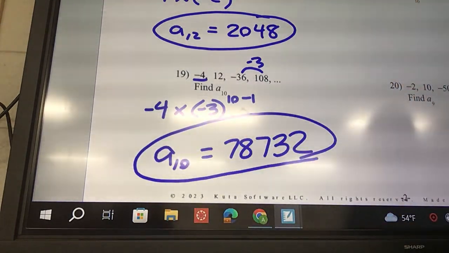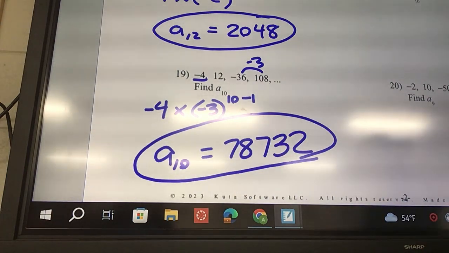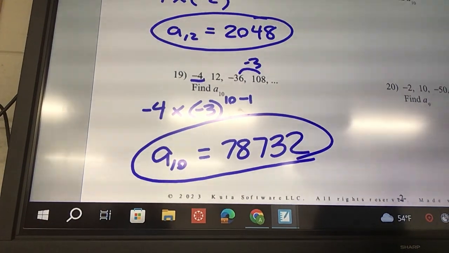Okay, you guys have 10 left to do on your own. Go through and get your 10 done, and then make sure you put your name on it and put it in the box, and I will see you guys tomorrow.